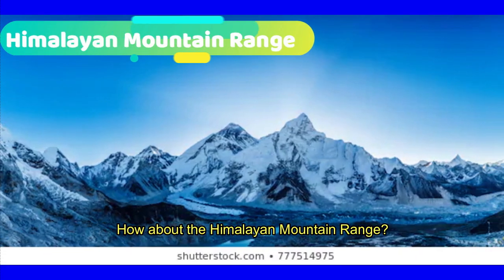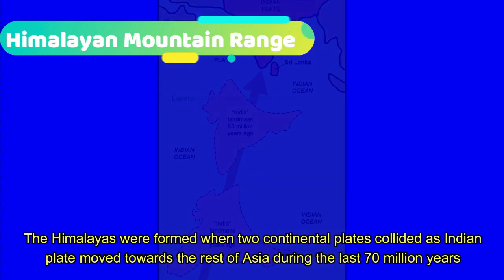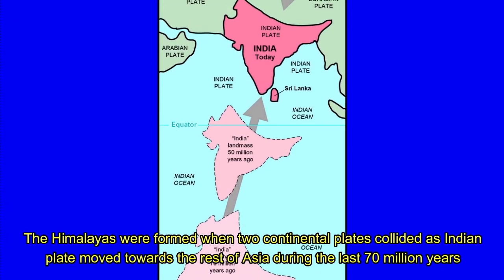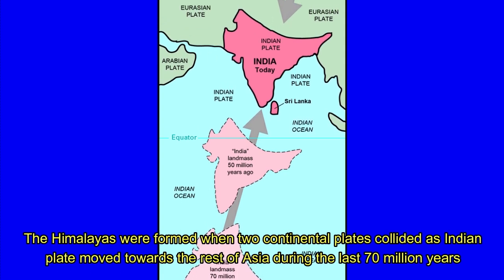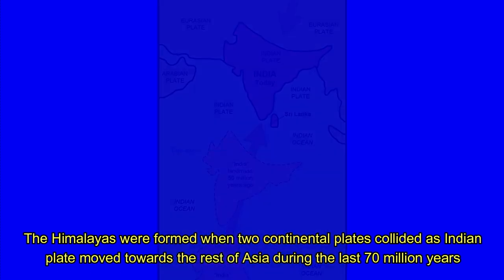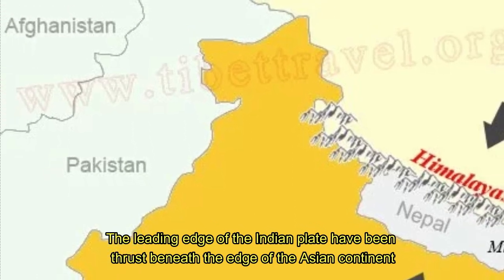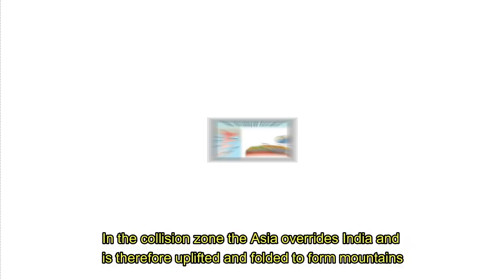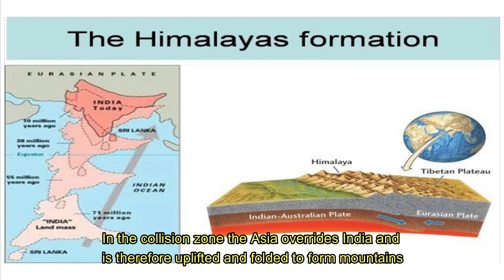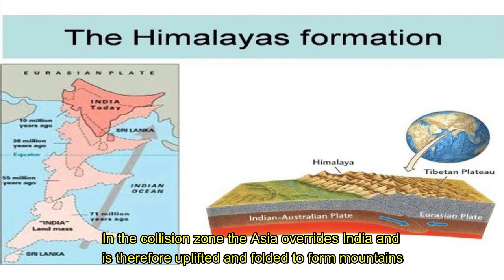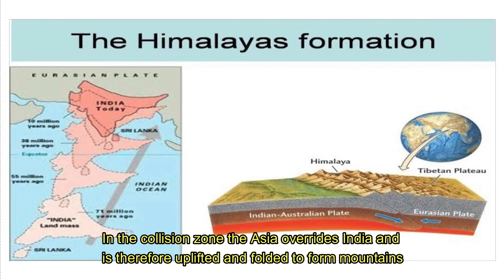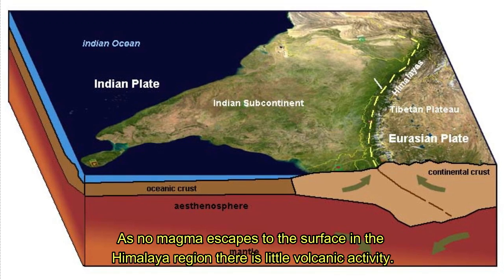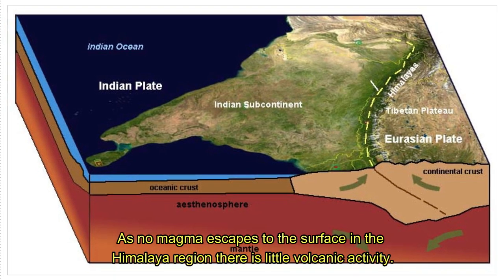How about the Himalaya mountain range? The Himalayas were formed when two continental plates collided as the Indian plate moved towards the rest of Asia during the last 70 million years. The leading edge of the Indian plate had been thrust beneath the edge of the Asian continent. In the collision zone, Asia overrides India, and this therefore uplifted and folded to form mountains. As no magma escapes to the surface in the Himalaya region, there is little volcanic activity.